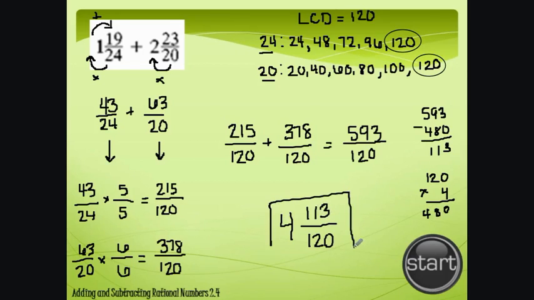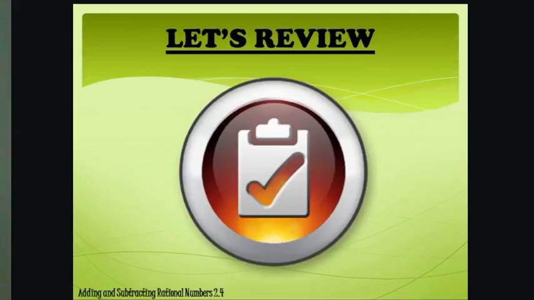And there, we have used addition with mixed numbers to figure out what the sum of 1 and 19 over 24 plus 2 and 23 over 20 would be. 4 and 113 over 120. That problem is no small feat. So that was a lot for one lesson.